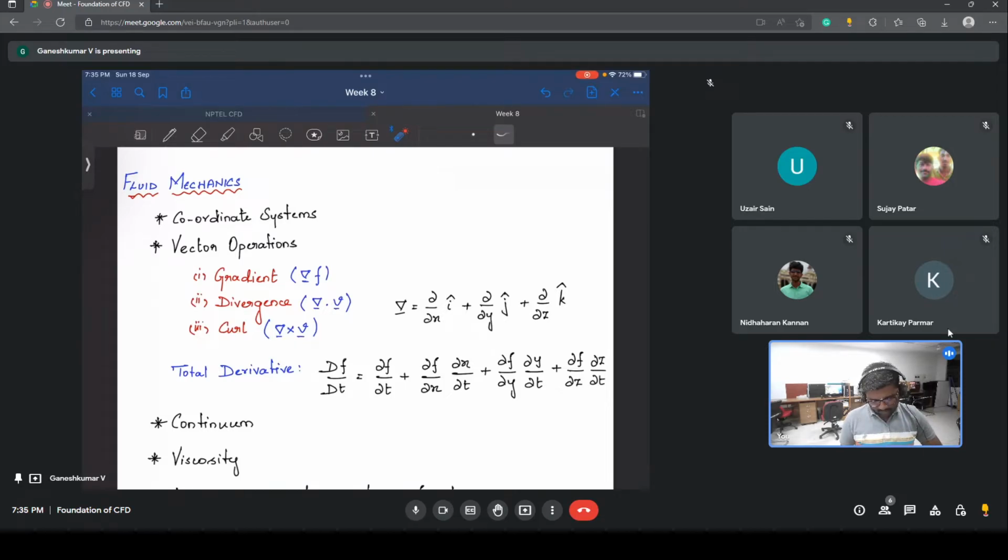We also saw curl, and then we saw something called the total derivative. This total derivative is where all the equations have the inertia terms. If it's a velocity equation, let's say the momentum equation, these things would be velocity. So this would already be velocity. This part would be the convective acceleration, and this part would be the local acceleration, right?